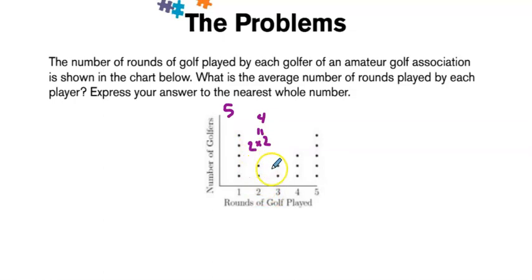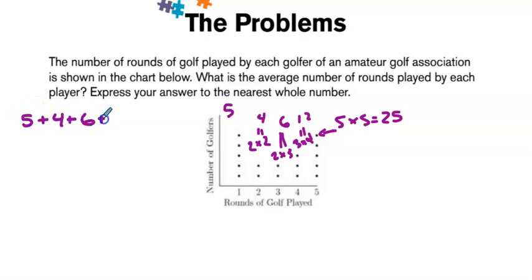Over here we have 2 golfers, each played 3 rounds, which gives us a total of 6. Here we have 3 golfers, each played 4 rounds, so that gives us a total of 12. And lastly, we have 5 golfers played 5 rounds, which is a total of 25 rounds. So the sum of all the rounds is going to be 5 rounds and 4 rounds and 6 rounds and 12 rounds, and 25 rounds of golf were played, which is a grand total of 52 rounds of golf.